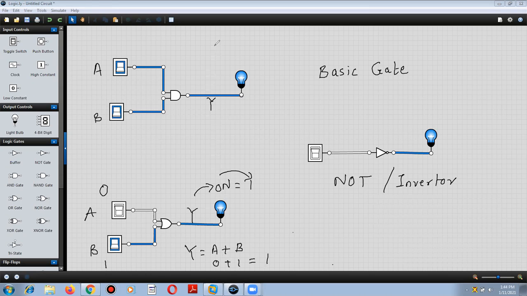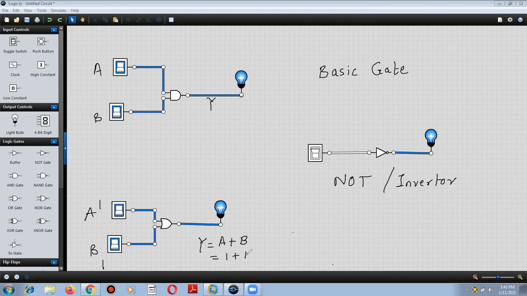The last case. In the next case, we'll take both A and B inputs as 1 1. So I'll take A as 1 and B also as 1. Let me turn the switch for A also on. Now our equation is y is equal to A plus B.